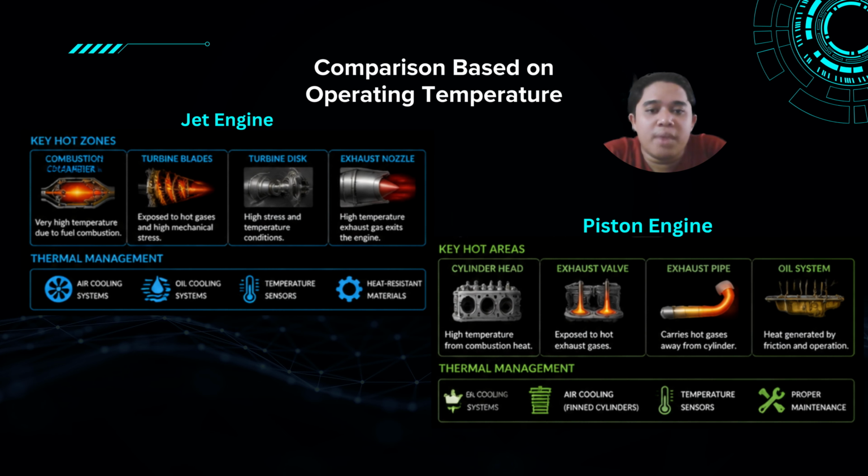Next, the comparison based on operating temperature. For the jet engine, the key hot areas are the combustion chamber, turbine blades, and exhaust nozzles. The thermal management is a cooling system, oil cooling system, temperature sensor, and heat resistant material.